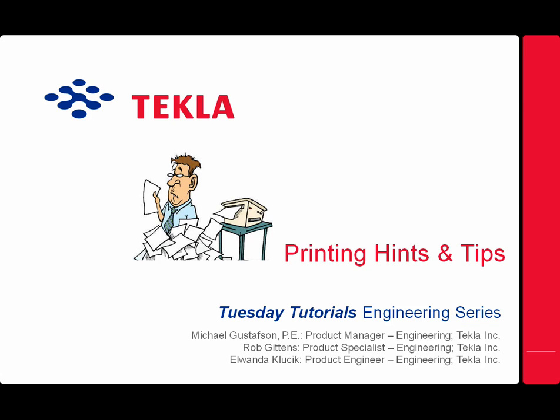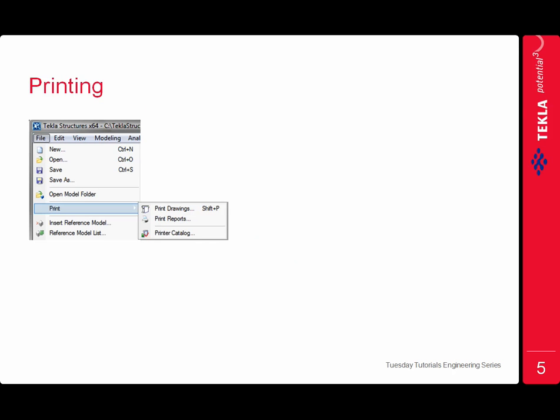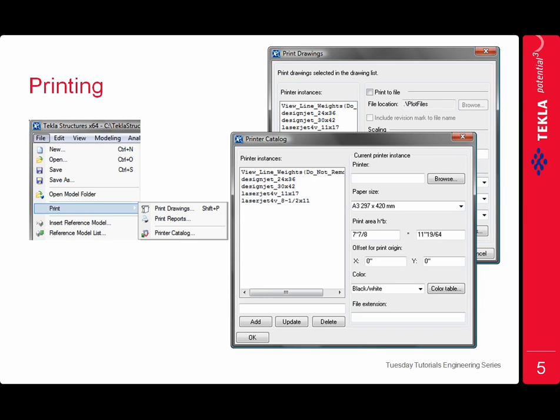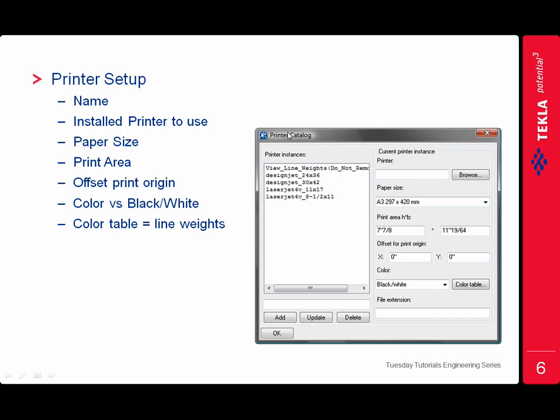What we're going to be doing today is looking at printing hints and tips. We're going to look at mainly the two dialogues that you get when you go to print drawings. You have the print drawings dialog that pops up whenever you say print drawings, or use the keyboard shift P, or if you use the printer catalog or from the print drawings dialog to edit or set up a printer instance, you get the printer catalog.